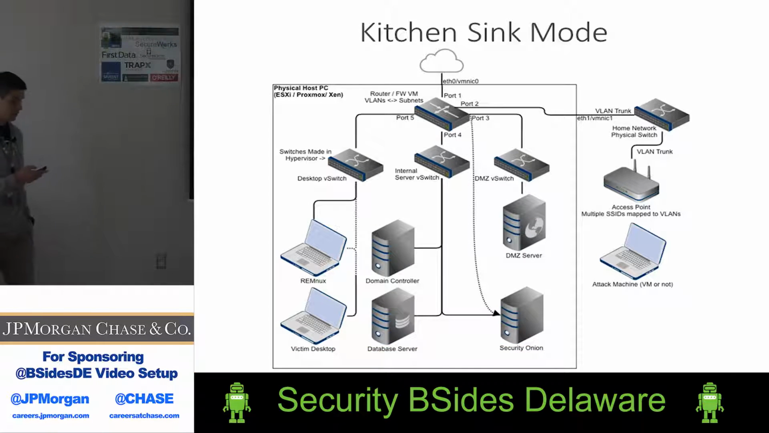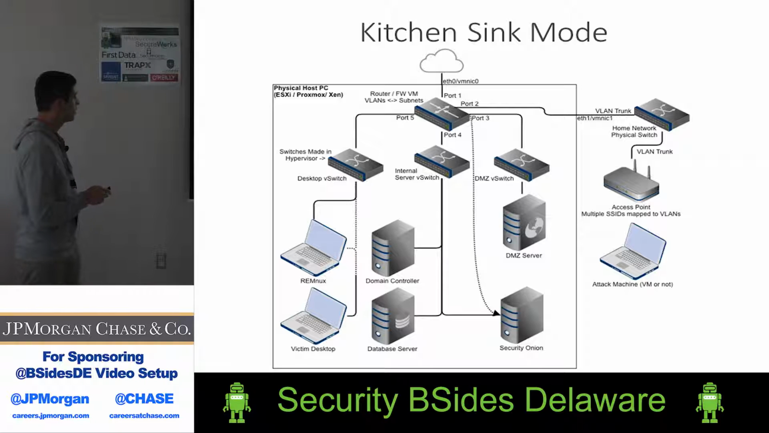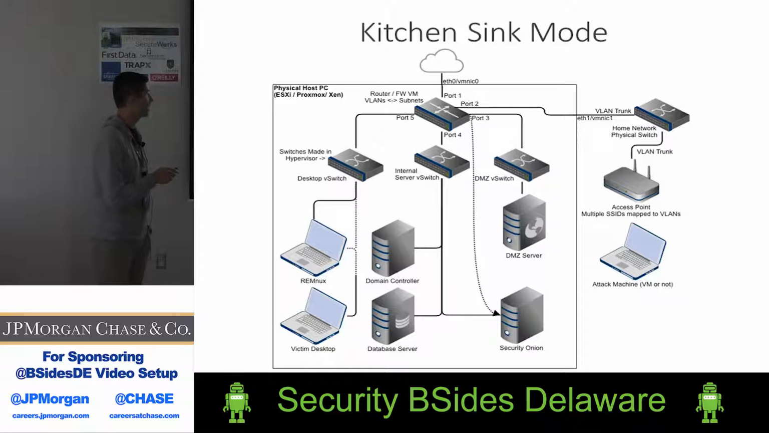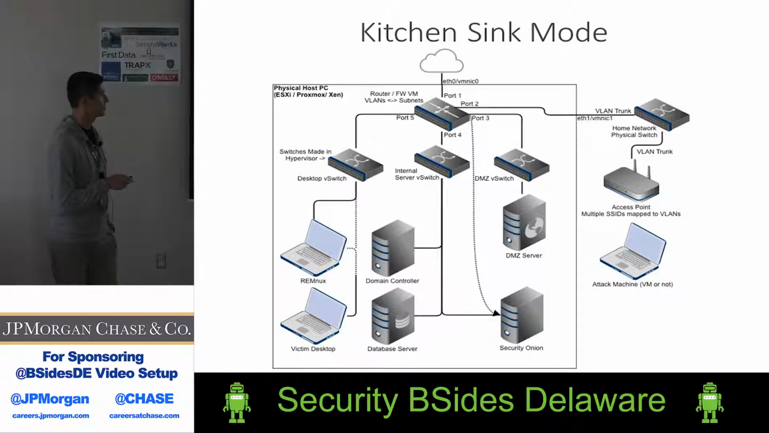Here's kitchen sink mode. You have your internet connection. You have a virtual machine being your router, and this would be pfSense, Sophos, whatever you want. You make a bunch of different virtual NICs on this, so maybe 5 of them. You have your desktop VLAN, you have your internal servers VLAN, you have your DMZ VLAN, you have your Security Onion box being mirrored traffic from these switches that you create in the hypervisor with 2 different virtual NICs. And then you have all the stuff that's on your normal network out here, which I didn't draw here.